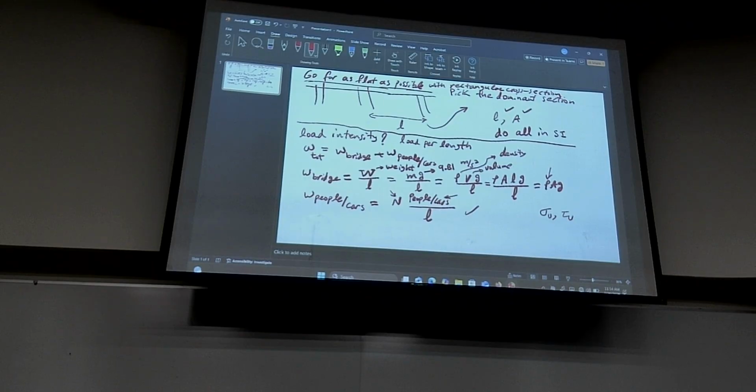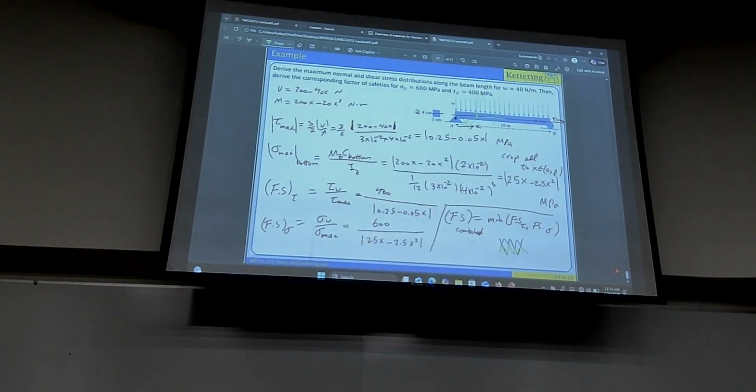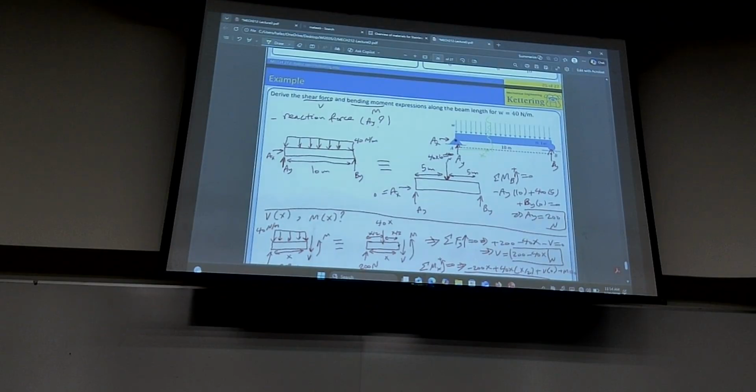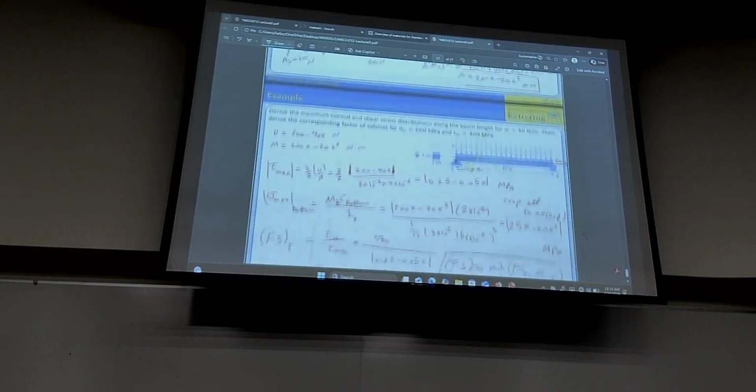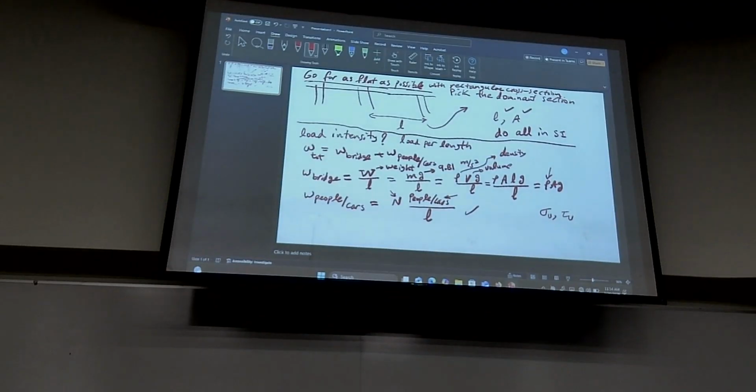Then, remember in here, we did w. So what is that value then? Load intensity, or load per length. How do we determine that? I would reason that the entire load intensity would be the summation of two things: the bridge material itself and the number of people or cars on it.